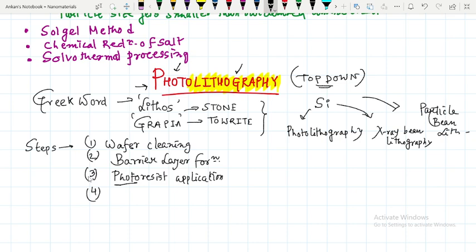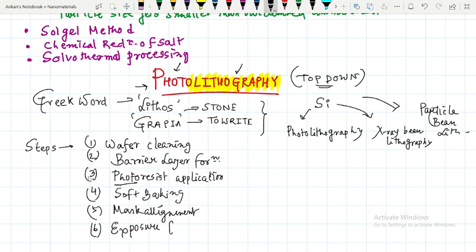The photoresist is also classified into two types, which I will discuss. So the fourth step is soft baking. This is not hard baking, this is soft baking, okay? And the fifth step is mask alignment. The next step is exposure and development. And the last one is hard baking.